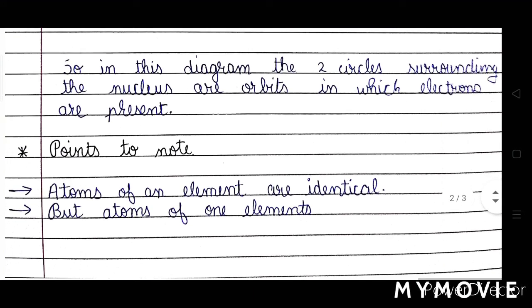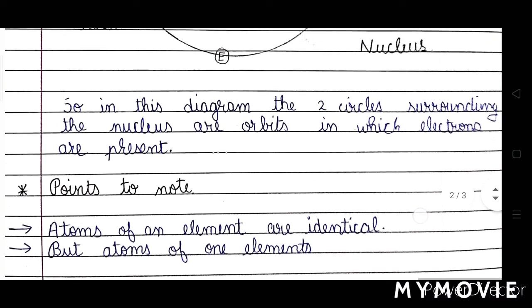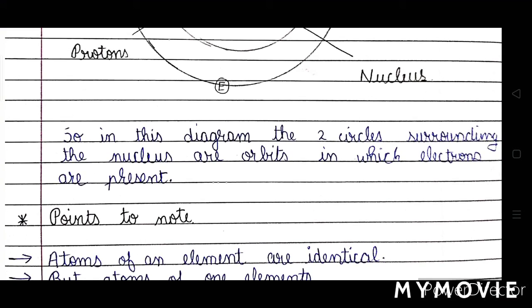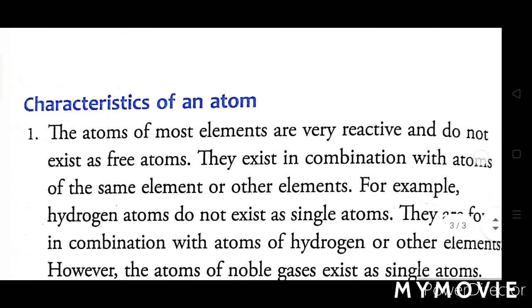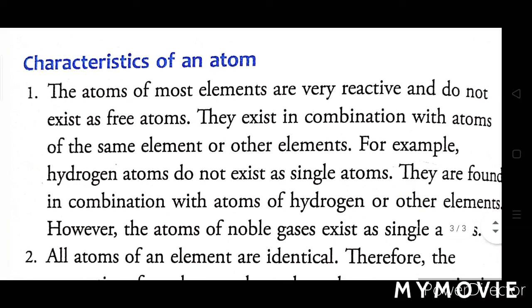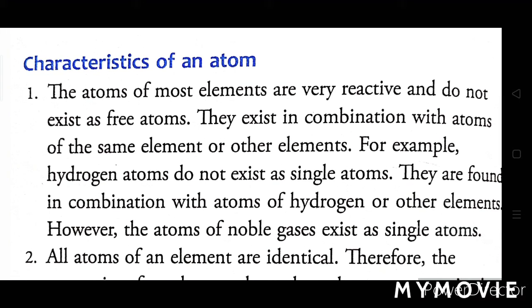Now, points to note. Atoms of an element are identical, but the atoms of one element are different from those of other elements. Now we will see the characteristics of an atom. The atoms of most elements are very reactive and do not exist as free atoms. It means the atoms which are present in the elements are reactive, so they do not exist as free atoms.